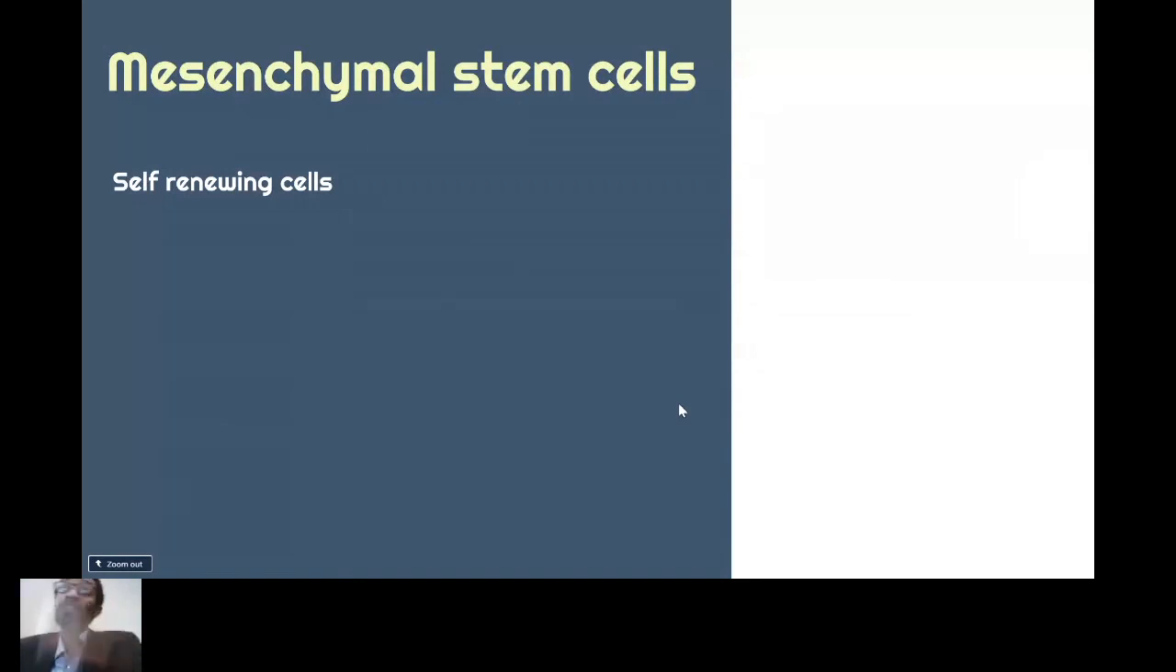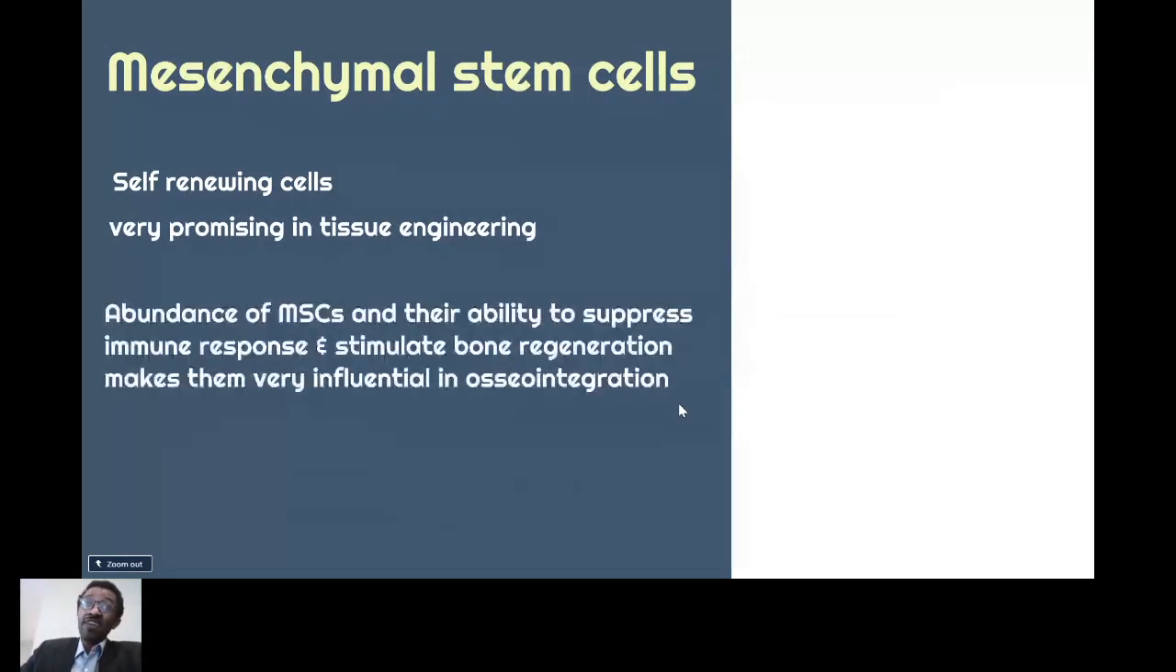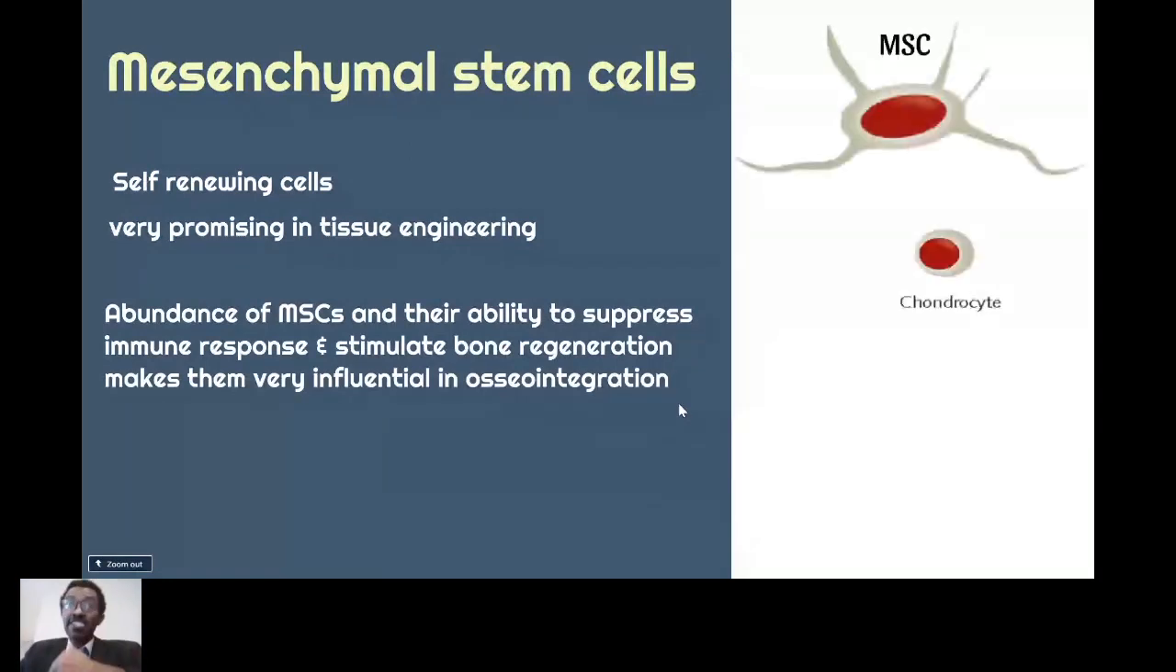The ones we use here, by the way, were bone marrow stem cells from rats. These stem cells are self-renewing. They are very promising in tissue engineering applications because of their abundance and their ability to suppress the immune response. They stimulate bone regeneration and are more influential in the osseointegration process.